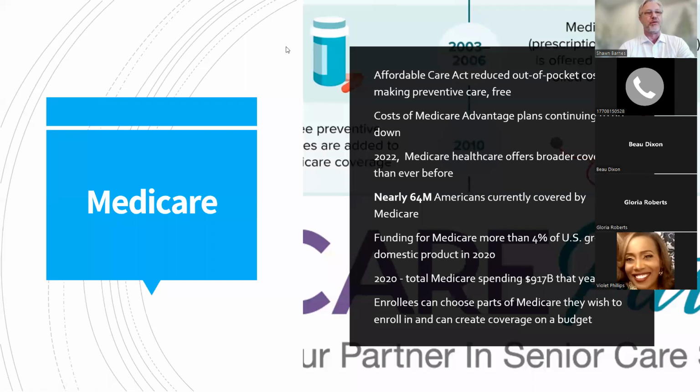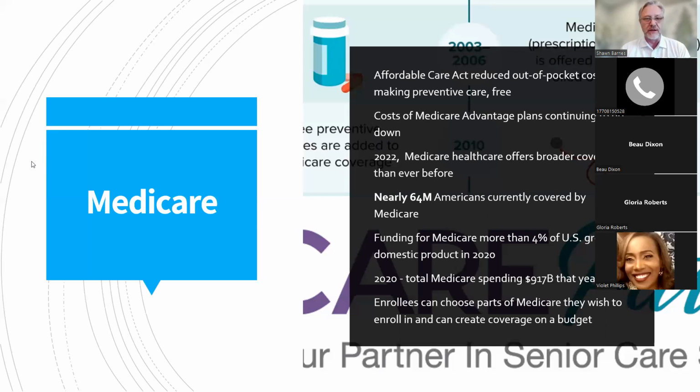So making preventive care free is what made Medicare save money, as you would imagine. If you can catch a disease sooner in the process, you're less likely to be hospitalized and have further injury. Now, because of this, I think the cost of Medicare Advantage plans are going down in response to the lessened cost of critical care of someone that preventive care could have caught.